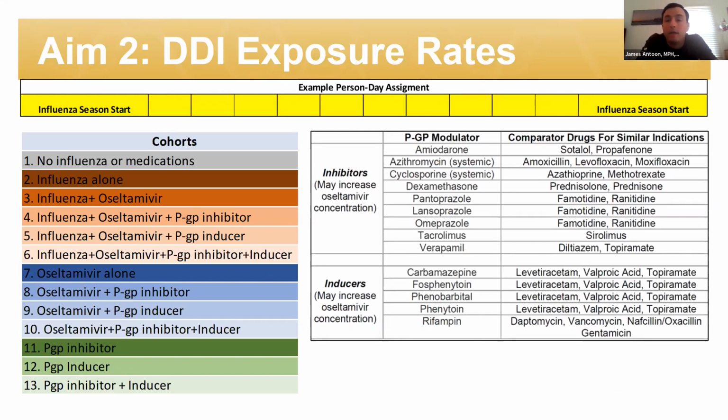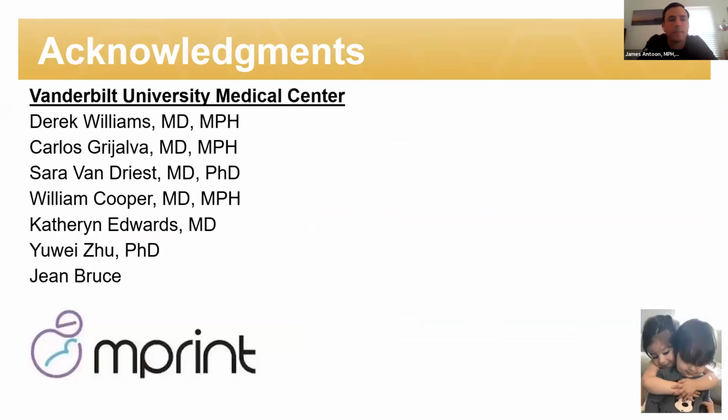And so right now we're in the person day assignment phase of our project, where we're going down each day for each person, assigning them a covariate list, assigning them an exposure day, and then we're going to add them all up and start doing some of our analysis. And so this is moving into a pretty exciting time where we're going to start generating quite a bit of data to assess these drug-drug interactions.